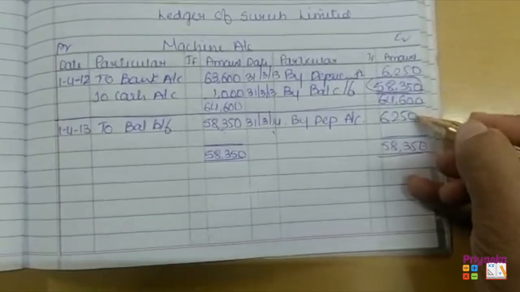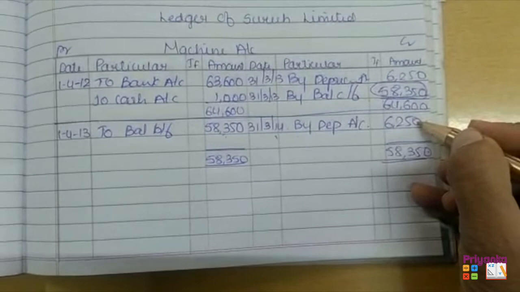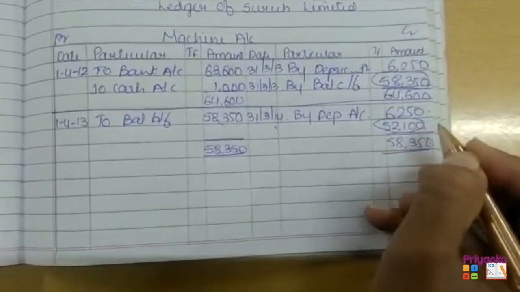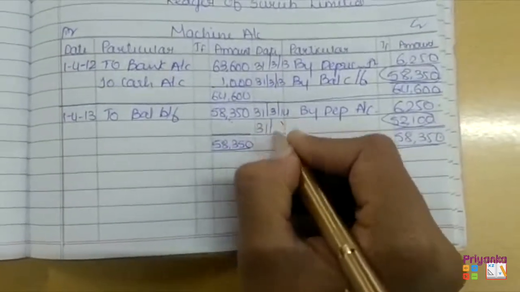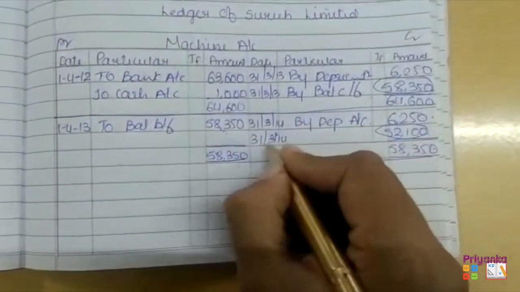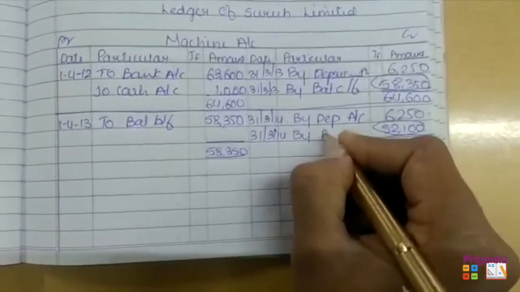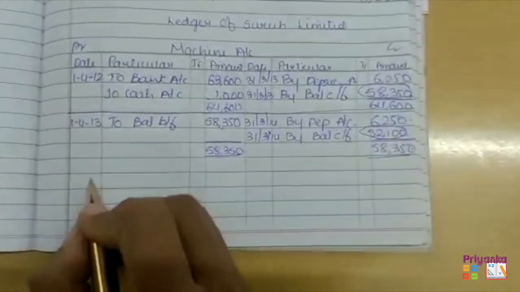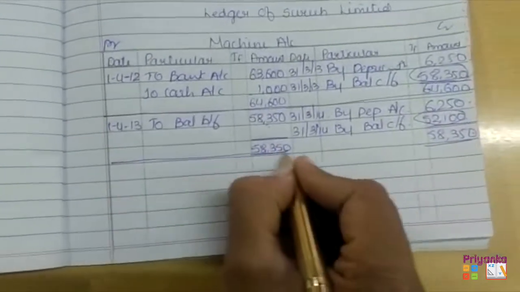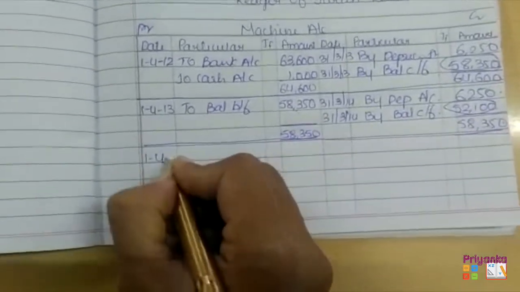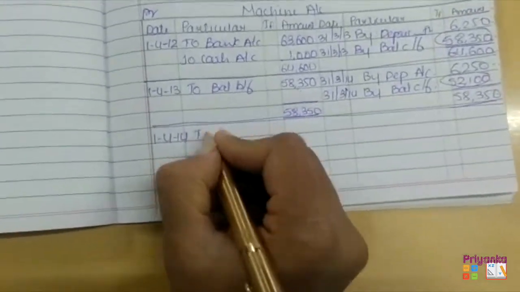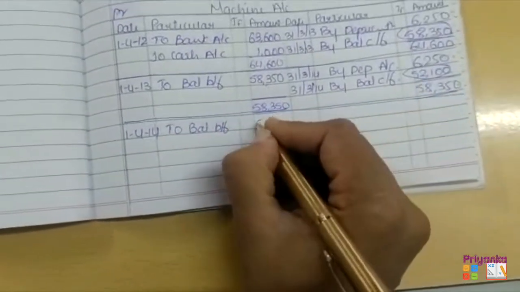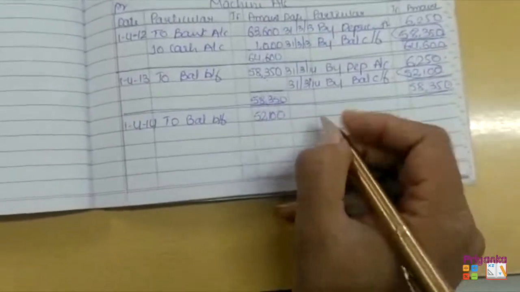Get minus with the lesser amount, that is 6,250. Here we get the difference of 52,100, which will be declared as the closing balance of the machinery account for 31st March 2014, that is by balance carried forward. Now the same amount will become the opening for the next year. The next year will start from 1st April 2014. So here we'll make the opening balance by writing 52,100 as an opening balance.